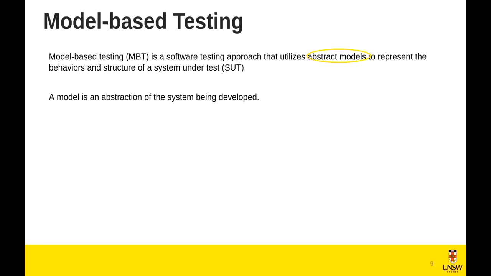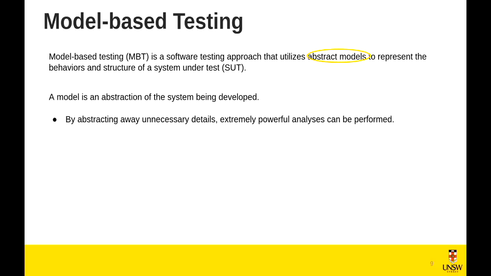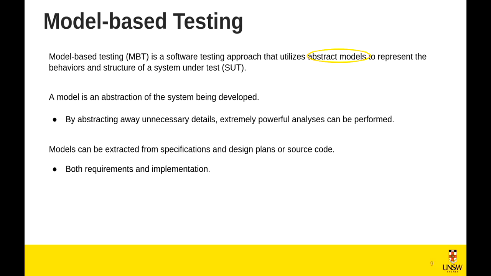And a model is normally considered as an abstraction of the system being developed. So we can abstract away unnecessary details so we can perform more powerful analysis. And because we can use models to capture both behaviors and structures, we could derive models from the specifications, the requirements, or source code sometimes. So we can derive from both requirements or implementations.